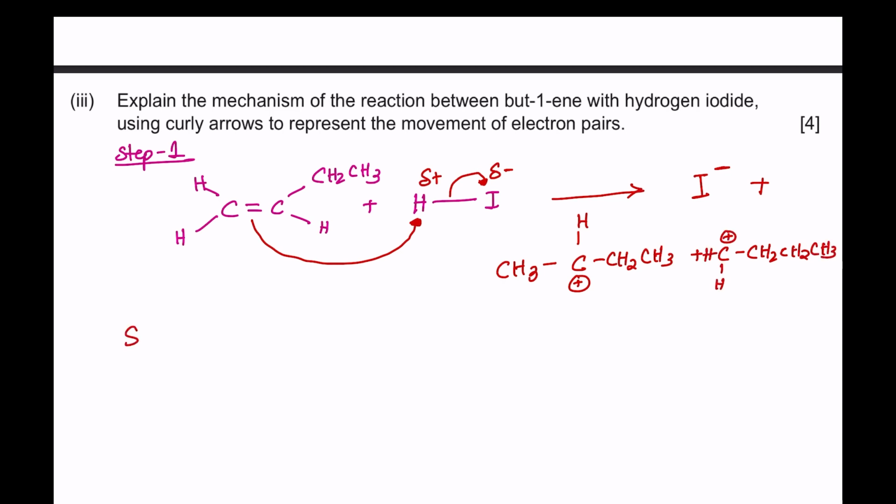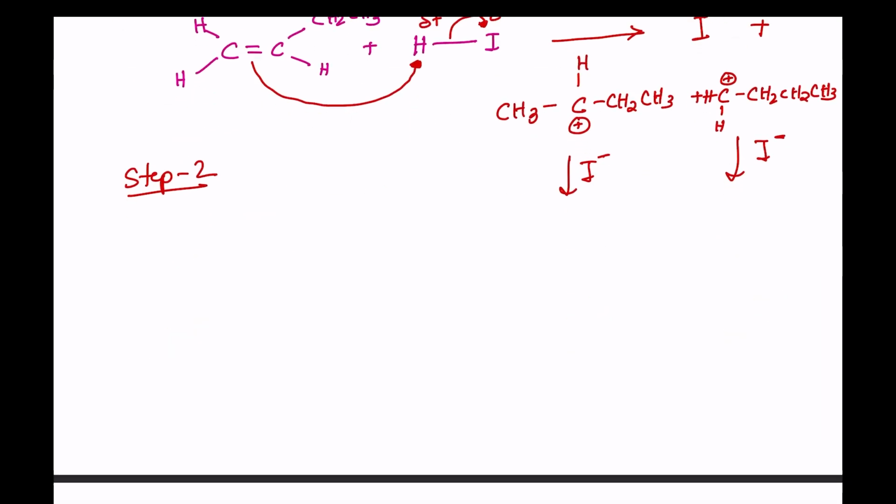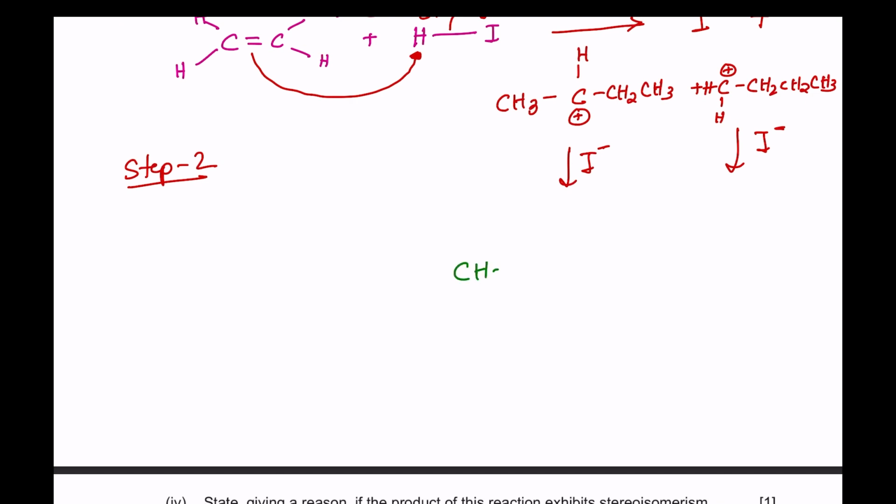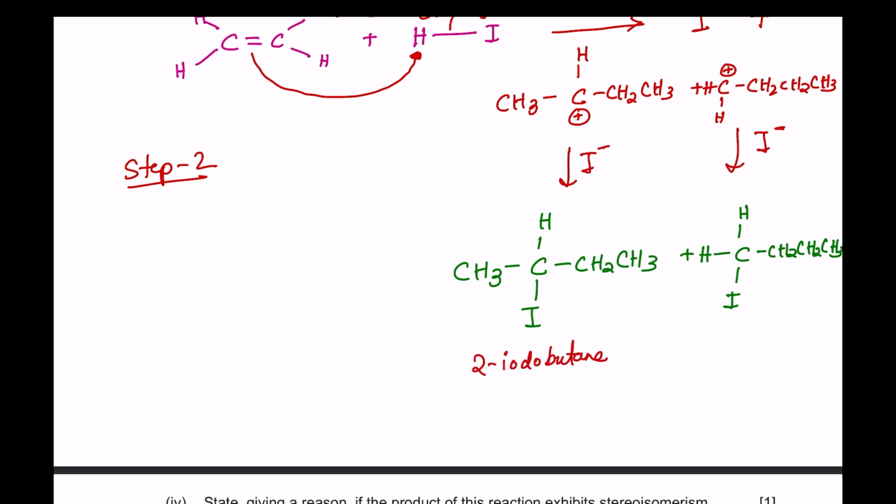Now step 2 is easy. So we will add I minus to both of them. I minus will just form a bond with the positively charged end. This and this. There is hydrogen. So obviously this is 2-iodobutane and this is 1-iodobutane. This is the major product. Well, this is the minor product.